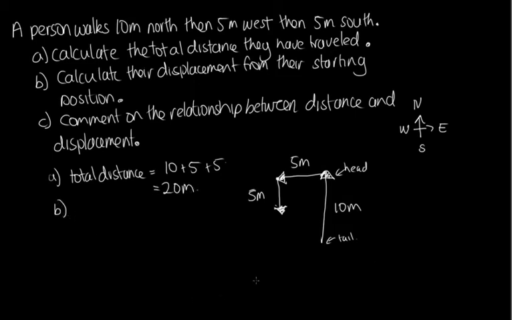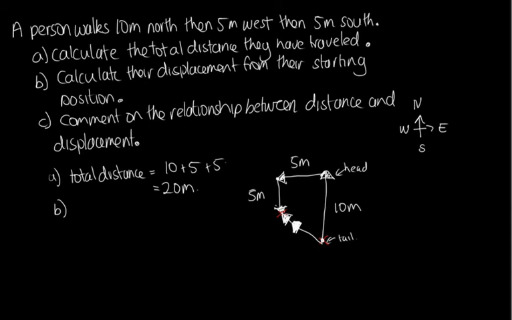Now part B, we need to calculate their displacement from their starting position. Well, on this diagram, here's their starting position and here's where they end up. So the total displacement is from here to here. So we can represent that by an arrow. Now I like to represent resultant vectors with a double arrowhead. You don't have to, but I find this useful to identify the resultant vector. So when we sum all of these vectors together, this is our resultant vector.